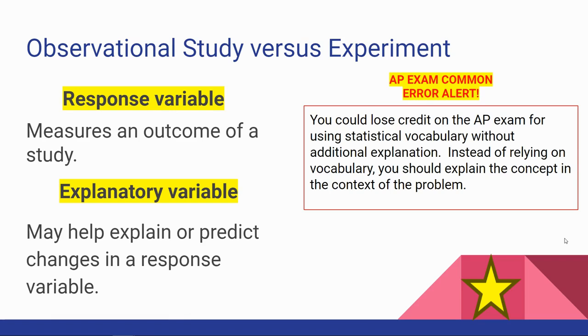Okay, observational studies versus an experiment. You need to know that there is a response variable, which measures the outcome of the study. That is what you're looking for as a result of the study or the experiment. The explanatory variable is what explains or predicts changes in the response variable. You could lose credit on an AP exam for using statistical vocabulary without additional explanation. Instead of relying on the vocabulary, you should explain the concept in the context of the problem.